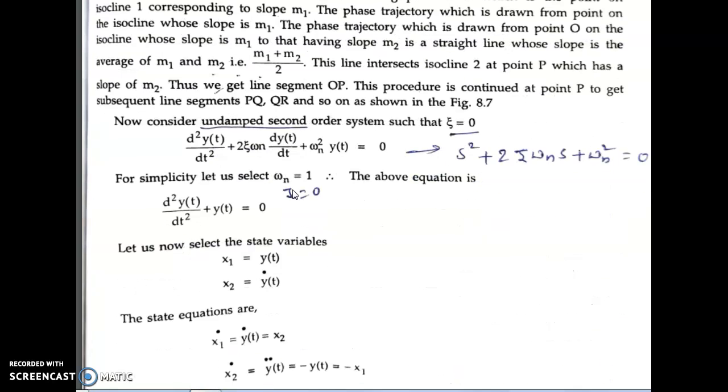Again they have taken one more example, though in the exam you can give only one example. They have considered one more example, that is the undamped second order system. This derivation is already done in the control systems subject: s square plus 2 zeta omega n s plus omega n square is equal to 0. Here d square y by dt square, this is y, this is x1, this is x2, and this is x2 dot. From this equation write x2 dot.